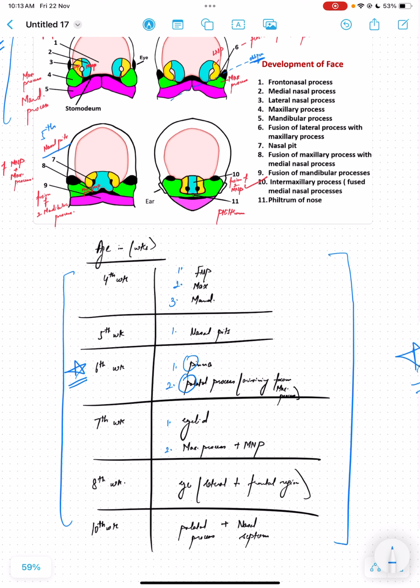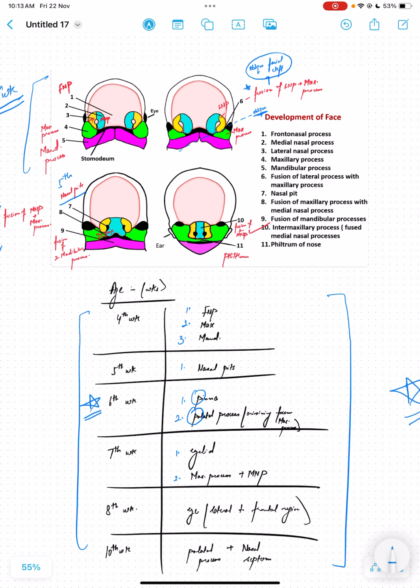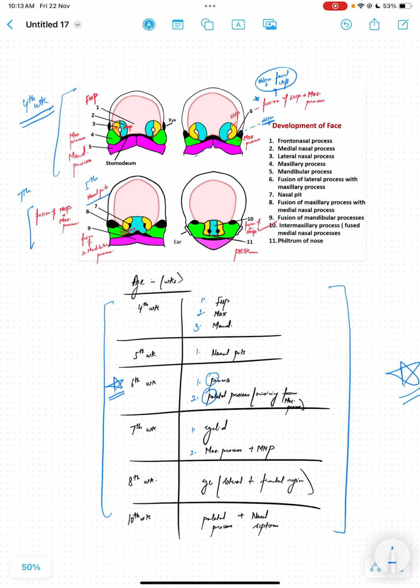So before learning the age in weeks, you have to get to know what there is: maxillary process, frontonasal process, all of these. Okay, this maxillary process will further form in the future our maxilla, and the mandibular process in the future will form our mandible. So it is very important for all of you to get through this.